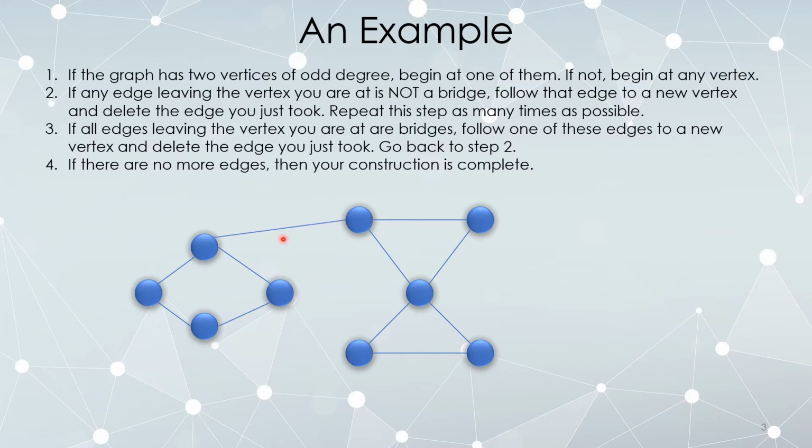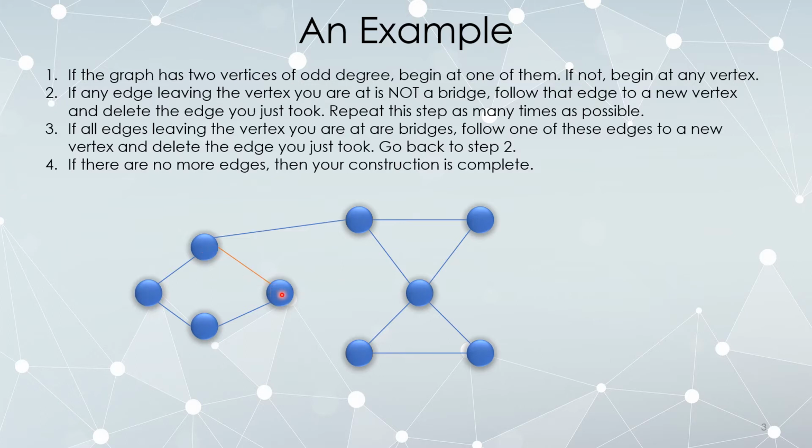So whether we start here or here, are there any bridges? Yes. This edge right here is a bridge. If we were to remove this edge, I'd have two distinct connected components. So do not follow this edge. These edges, however, are not bridges. If I were to delete this edge, everything would remain connected. If I was to delete this edge, everything would remain connected. So let's start from this vertex and take out an edge that is not a bridge.